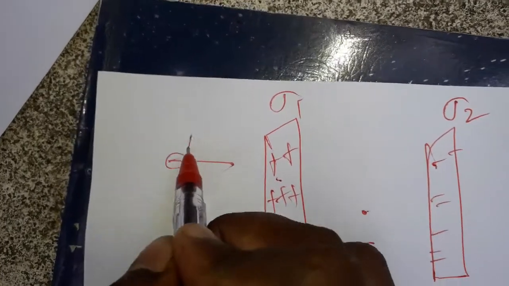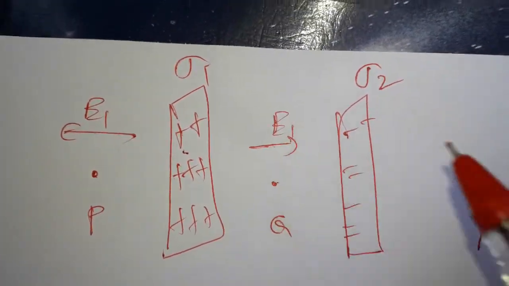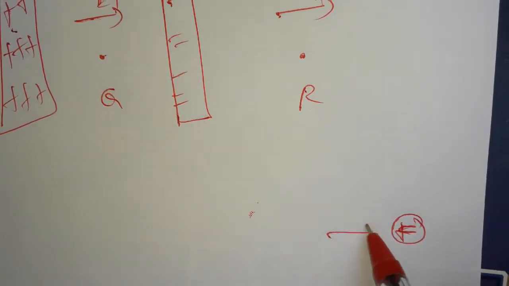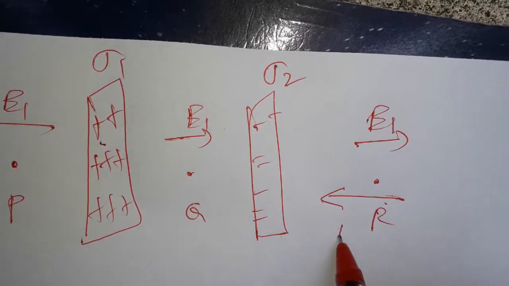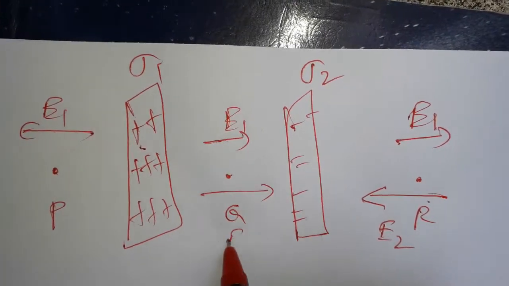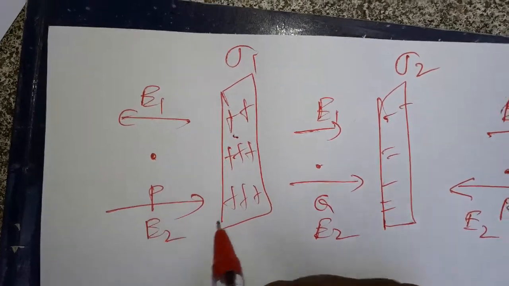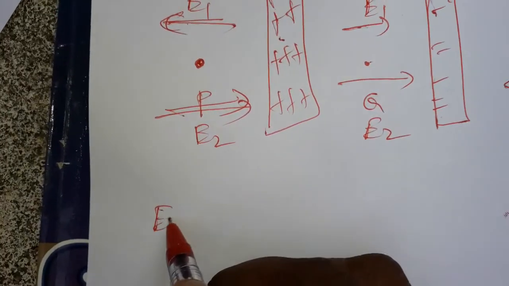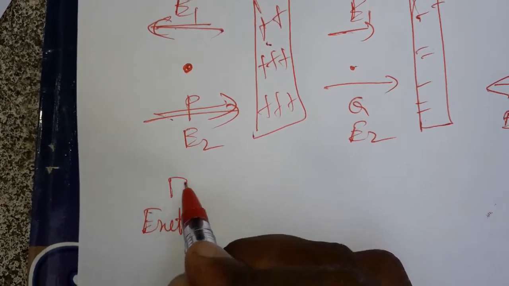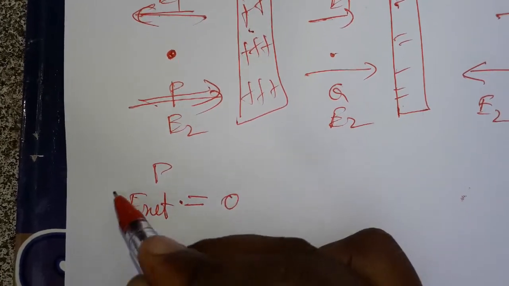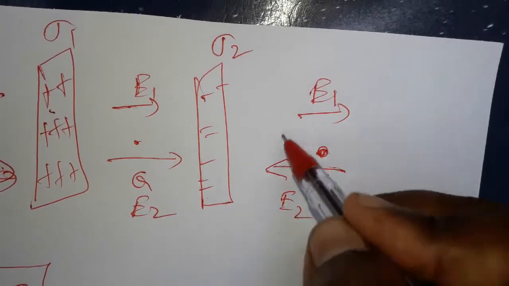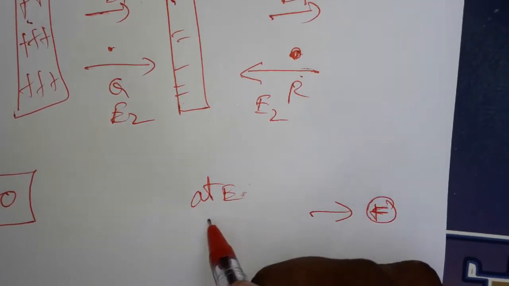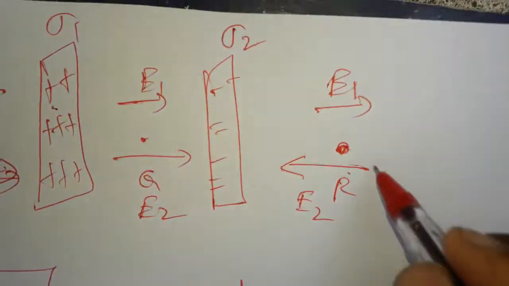From plus, E1 will be outwards. For minus, the electric field is always pointing towards the plate, so E2 is towards plate 2. See here, at the points outside, E1 and E2 are opposite. The net electric field at the point P is 0. At the point R, the net electric field is 0 because both are equal and opposite.